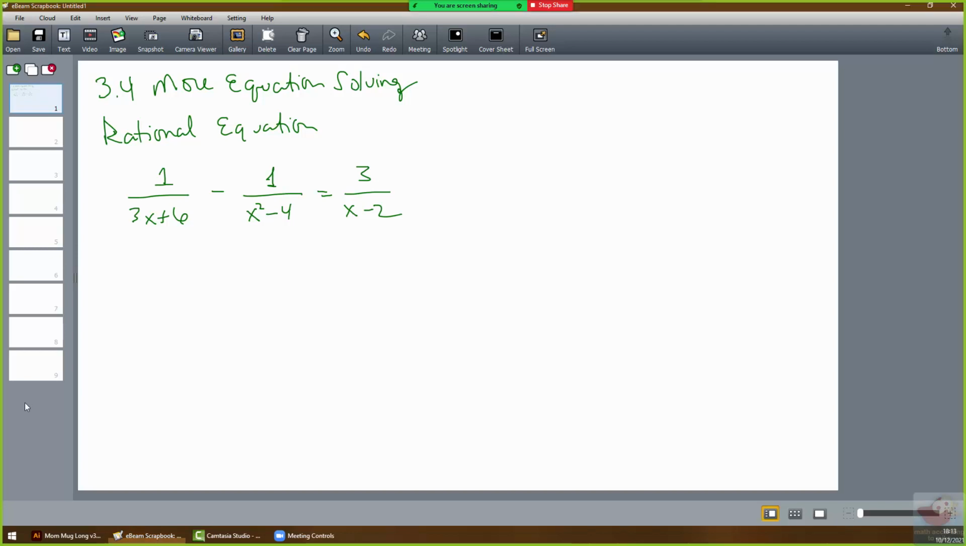out what that is. And the way you do that is off to the side, you'd figure out how each denominator factors. So this first one factors as 3 times x plus 2. The second one factors as x plus 2, x minus 2. And the third one doesn't factor. We would just consider it prime. It's already factored. So the LCD is the smallest thing that all 3 of these denominators would divide into.